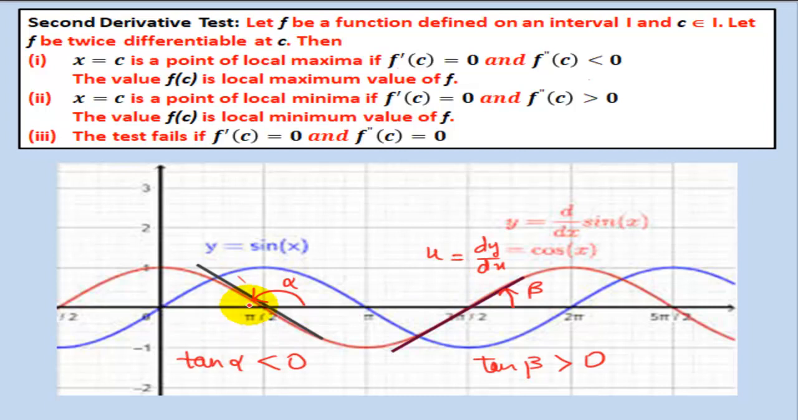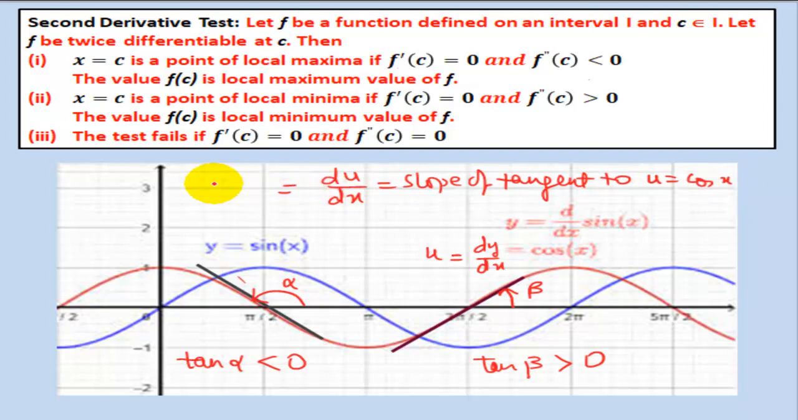If you see, the slope of the tangent at this angle pi by 2 is actually denoting the derivative of u with respect to x. So if I define du over dx, this is the slope of the tangent to the curve u is equal to cos x. But actually this du over dx is denoting the second order derivative for y is equal to sin x. So it is d square y over dx square.